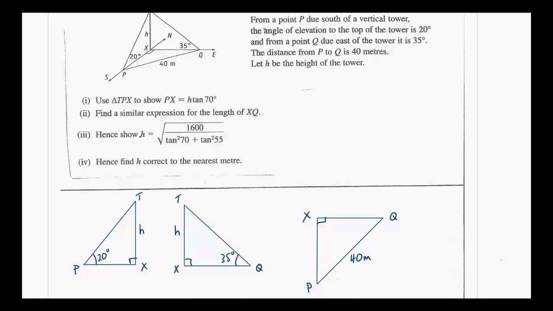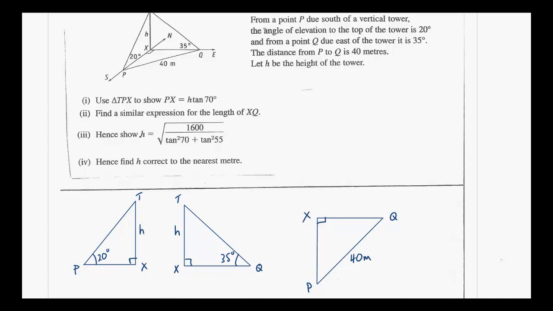So our triangle TXP is going from the top of the tower to the ground and out to a point P that's on level ground. And our angle of elevation is 20 degrees. And then we have our second triangle, which is also from the tower to the base of the tower and then out to a second point Q. And the angle of elevation from Q is 35 degrees.